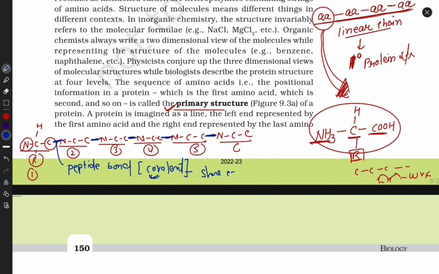So what do you understand with primary structure? Whatever I'm explaining here is already written here. Primary structure: one amino acid binds with another amino acid with the help of a peptide bond. I'm zooming in on this bonding.